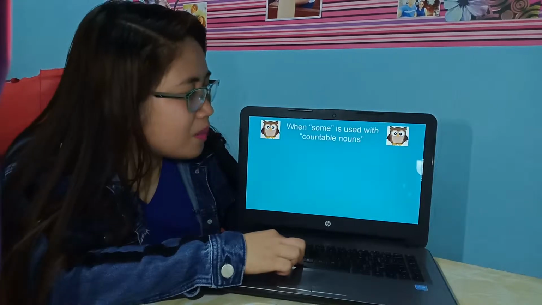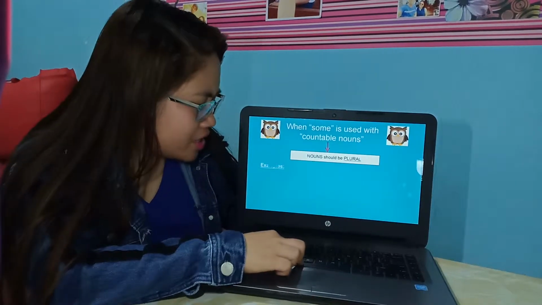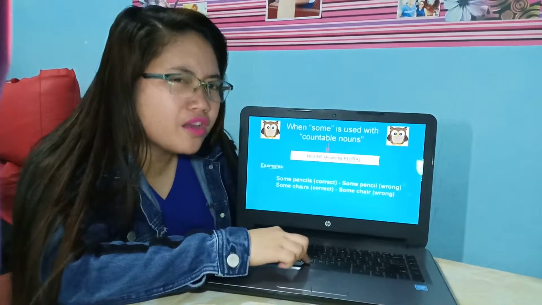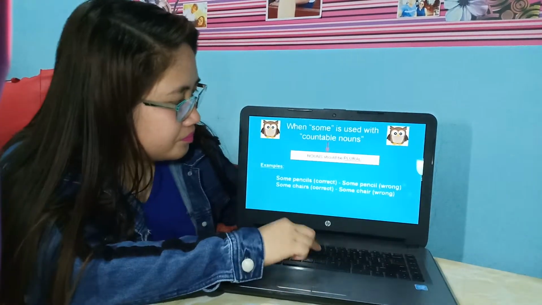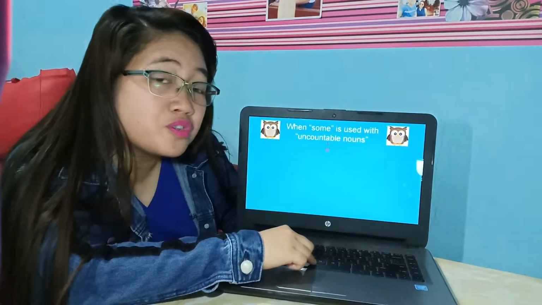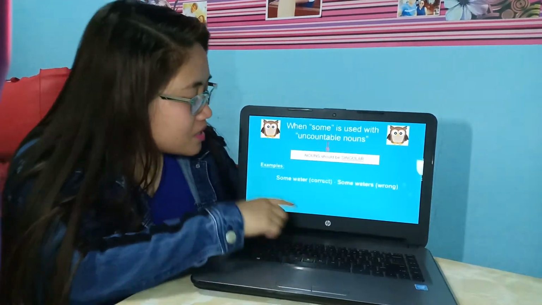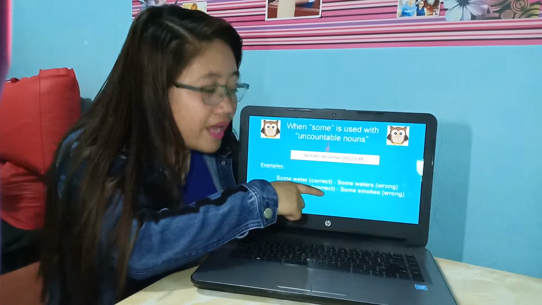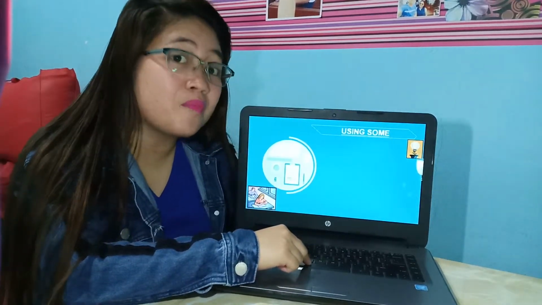When some is used with countable nouns, always remember that nouns should be plural. These are the examples. Some pencils is correct and some pencil is incorrect. Another example, some chairs is correct and some chair is incorrect. And what if we use some with uncountable nouns? Always remember that the noun should be singular. These are the examples. Some water, correct. Some waters, incorrect. And then some smoke, correct. Some smokes is incorrect.